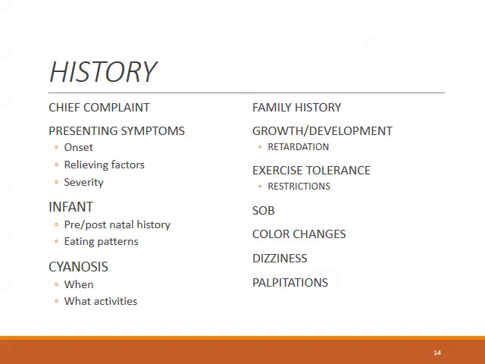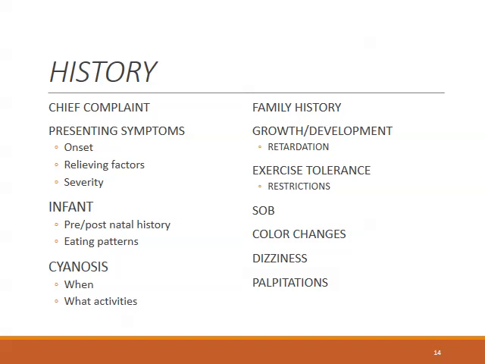If there's any kind of cyanosis occurring, you need to find out when and what kind of activities cause it. You also need to know a family history. So you need to know anything congenital that's occurred. Do any of the family members have any kind of congenital defects? Also, the growth and development. Is there any kind of retardation or any slowing of the growth and their development?